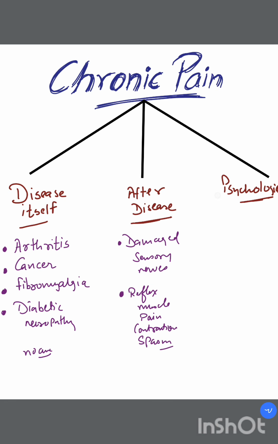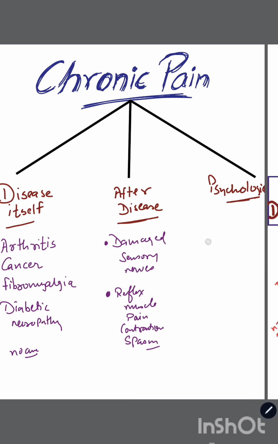So Harrison talks about the approach to how to recognize this chronic pain. It says first, is there any disease currently present with the patient which is non-treatable? Either it can be arthritis, cancer, fibromyalgia, diabetic neuropathy with which the patient is suffering. That might be the cause of chronic pain. Or else the patient had a disease, it has resolved, but there are still some symptoms going on, which may be because of damaged sensory nerves, reflex muscle contraction, spasm, etc. And the other thing is psychological factors. Now, this is how Harrison tells us to approach a patient with chronic pain.